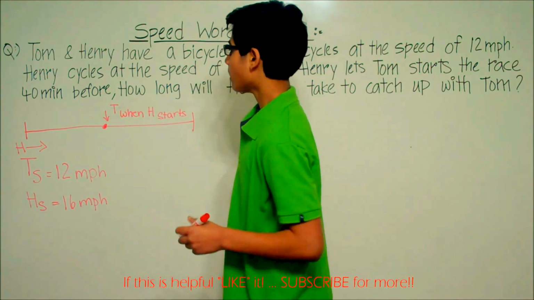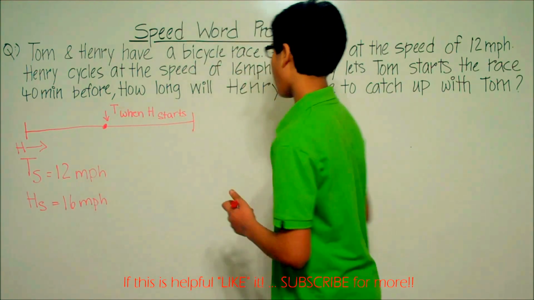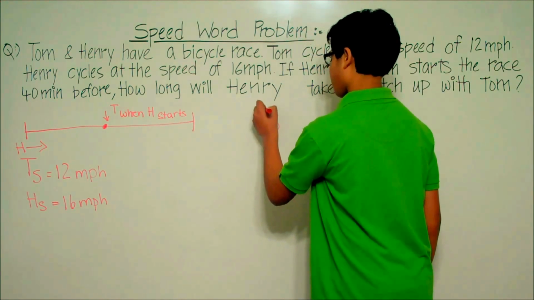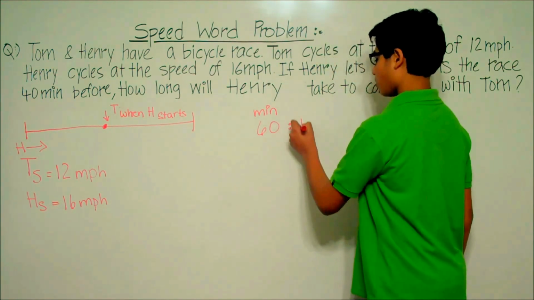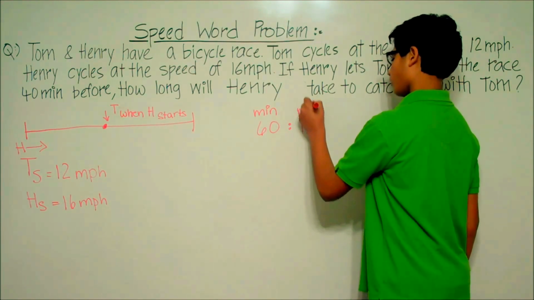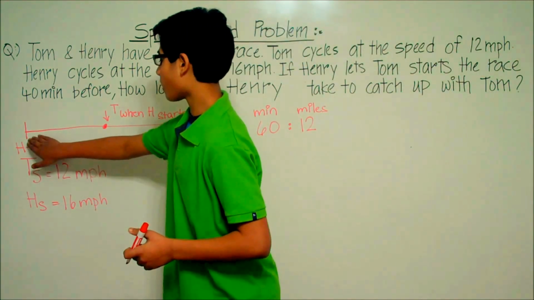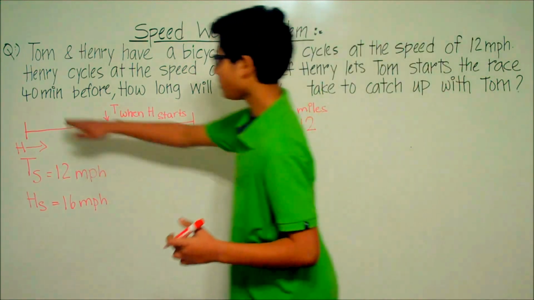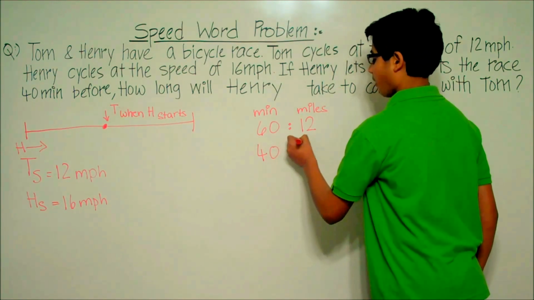So, now, we know that Tom cycles at the speed of 12 miles per hour. So this means that in 1 hour, or 60 minutes, Tom travels 12 miles. Now, let's find the distance from where they start to where Tom is when Henry starts. So, we know that it took him 40 minutes to get to here. So, 40 minutes to get to how far?